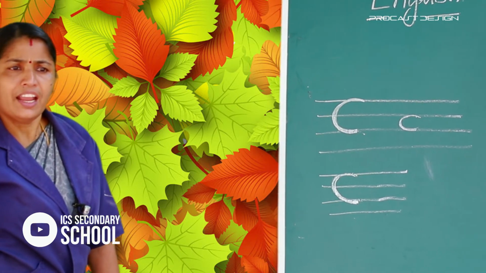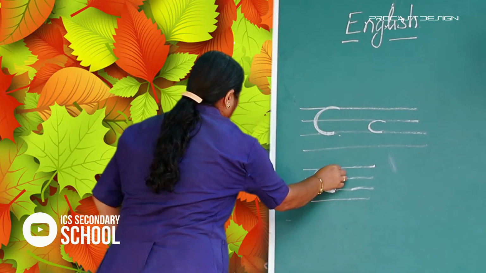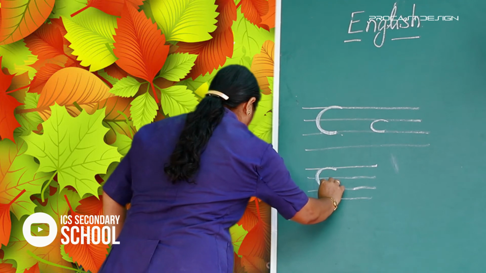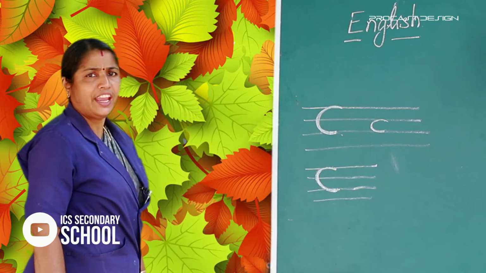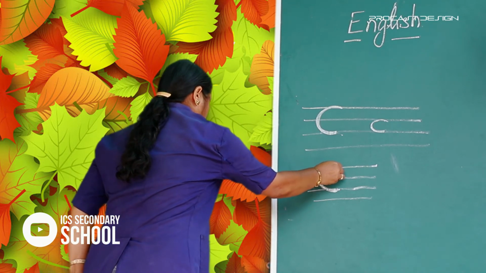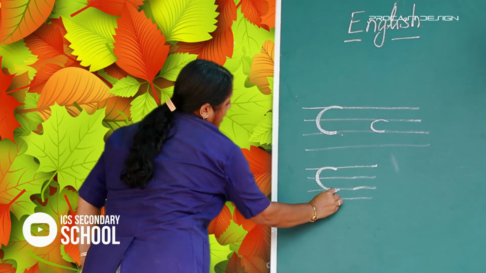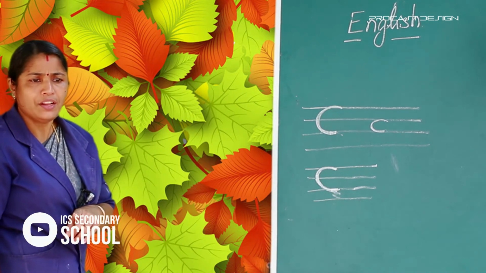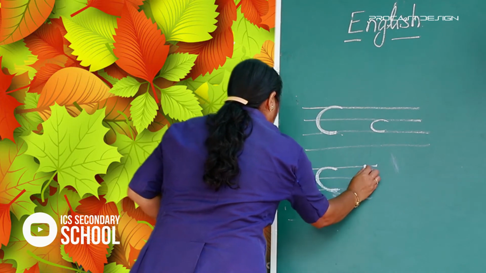Have you understood? Look at the board. Start from the top and draw a curve touching the bottom. Draw a curve touching the bottom. Have you understood? Yes. Next, small letter C.